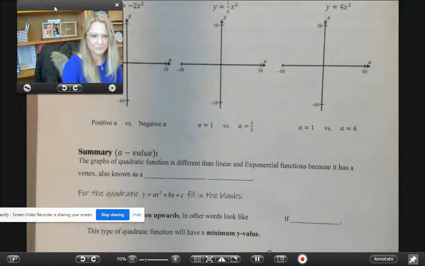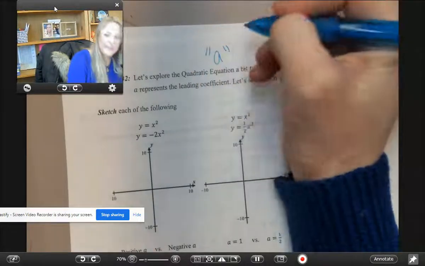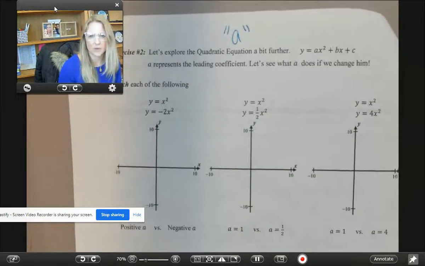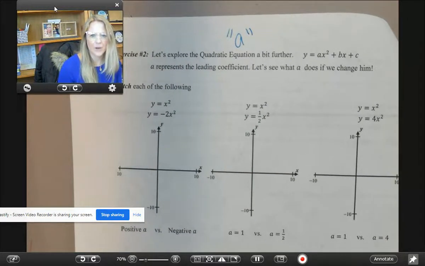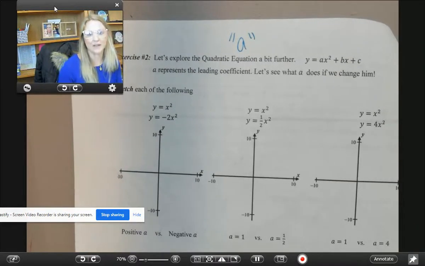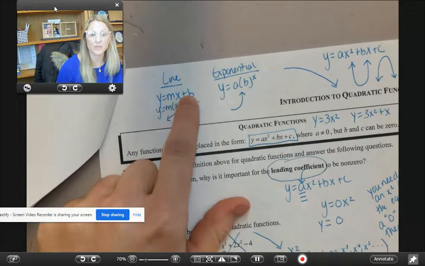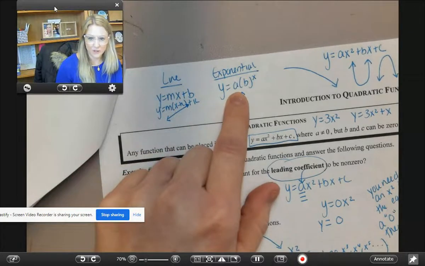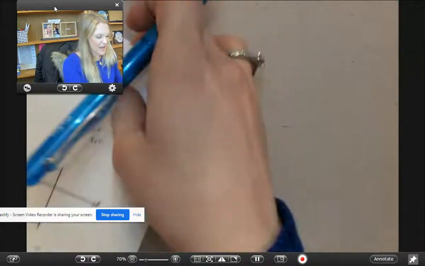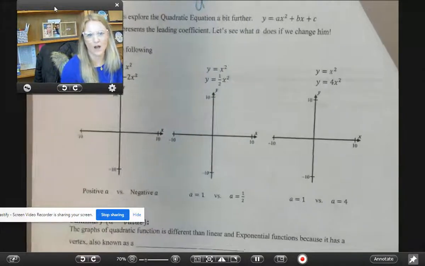So what else do we need to know? Okay, let's talk about the a value. I'm going to put it nice and big on my notes so that when I'm looking back on it, when I'm doing my homework, I can find it. Okay? Let's explore the quadratic equation a bit further. A represents the leading coefficient, right? What does A do graphically? What does the A mean? Do you remember when we used to talk about lines and we talked about y equals mx plus b? The m is the slope, the b is the y-intercept. For exponential functions, the a was the y-intercept, the b is your growth or rate of decay. So now for quadratics, what do these letters mean? What do they represent on the graph?